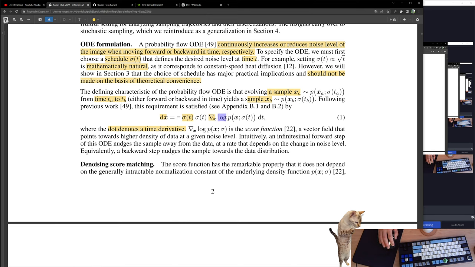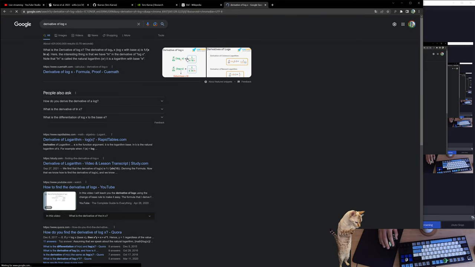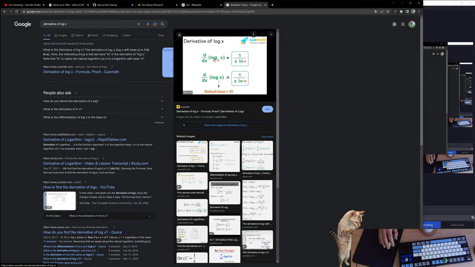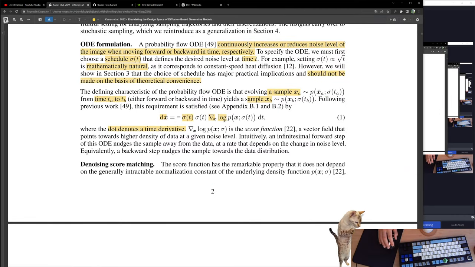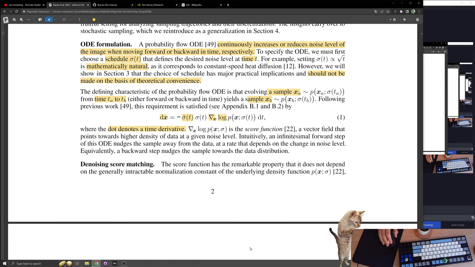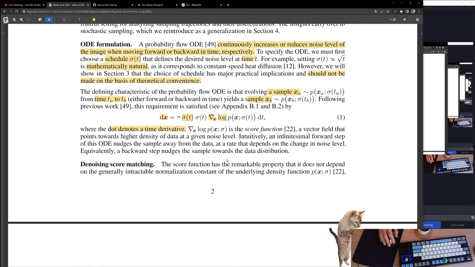And why do people use logs? Well, because the derivative of log x is just 1 over x, which you can just calculate. So a lot of times when you see these logs, the reason they're doing that is because it's easy to differentiate. The solution to the derivative of that is clean, right? It's exact. You can write it in a program and it doesn't take a bunch of time to compute.